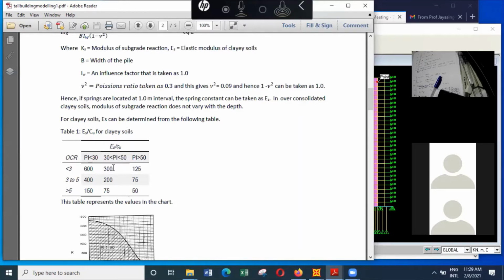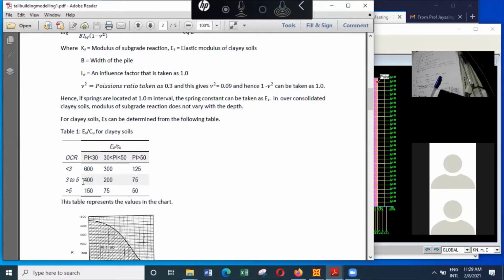And then based on that, you can find a ratio for ES over CU. So when you have a reasonable estimate of the CU value, you can find the elastic modulus of soil. So basically, it's okay to go with an over consolidation ratio like 3 to 5.